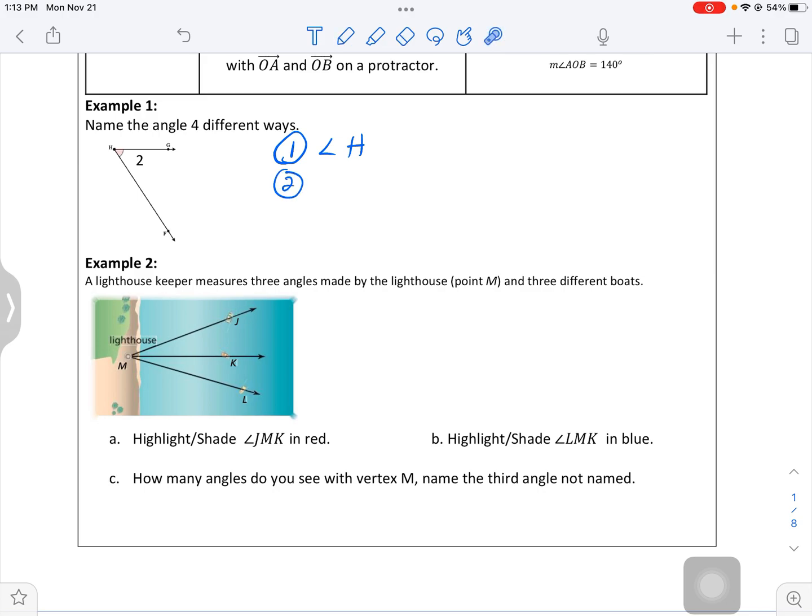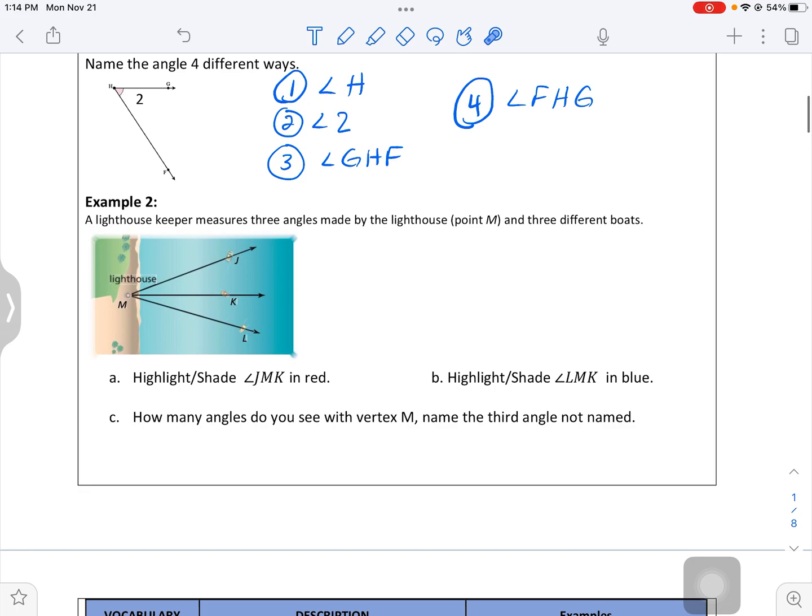The second way is by the number by itself, so angle 2. The third way is by doing 3 letters, G to H to F. H has to be in the middle because H is the vertex, so angle GHF. And the last way is going backwards. You could say angle FHG. So start over here and go to the angle and then go to the G.